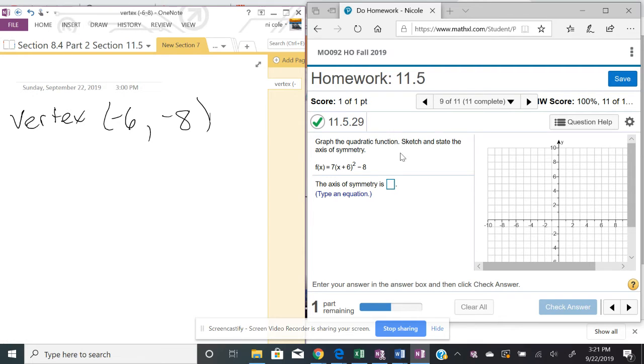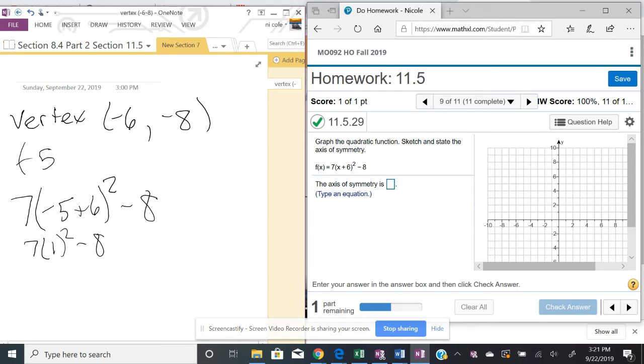Okay, so I got one thing there. Now I need a second point. So my second point, I'm going to go up 1 from the x value of the vertex. So I'm going to pick -5 to throw into that equation. So I'm going to have 7 times -5 plus 6 squared minus 8. Don't forget order of operation. -5 plus 6 is 1. Square it minus 8. 1 squared is 1, so I have 7 times 1, which is 7 minus 8, which gives me -1.